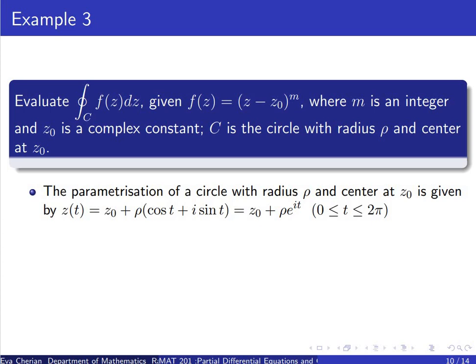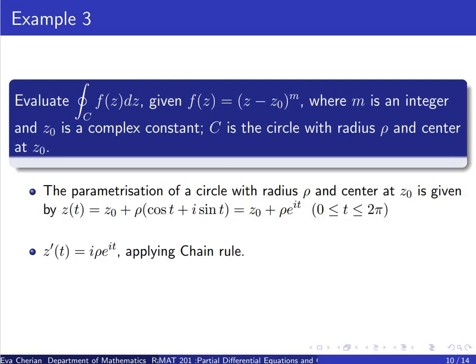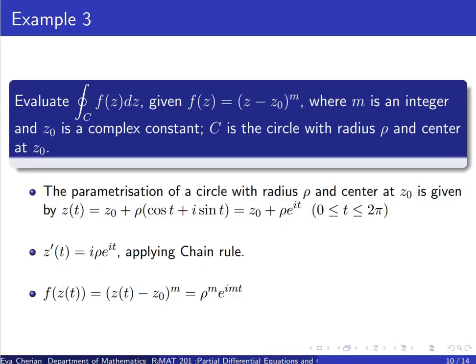For a circle with radius rho and center at z naught, the parameterization is z of t equal to z naught plus rho times cos t plus i sin t, that is z naught plus rho e raised to it, again applying Euler's formula. Here also t varies from 0 to 2 pi. As before, z dash of t is i times rho e raised to it. f of z of t we can find by substituting for z of t, that is rho raised to m e raised to imt.